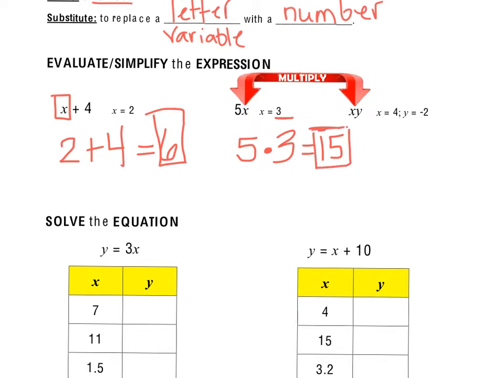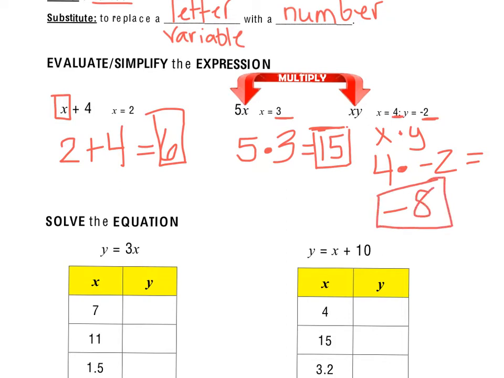Okay, even if we have two variables, which are letters, together, that still means we're going to multiply. So we're going to do x times y. And here we see our x is 4 and our y is a negative 2. So we're going to do 4 times negative 2. Okay, remember a positive times a negative is a negative, and 4 times 2 is 8. So when we simplify this expression here, we would get negative 8.